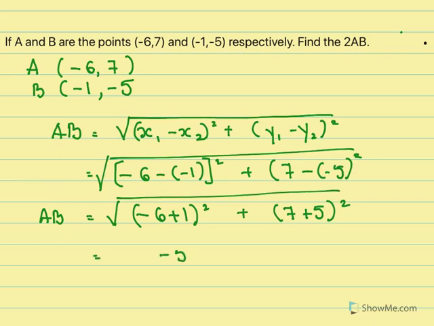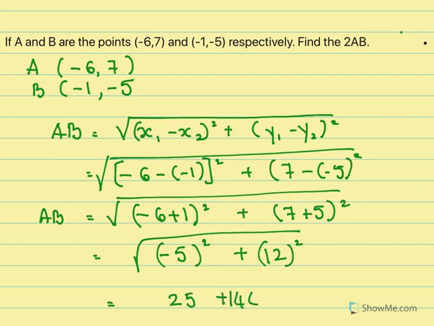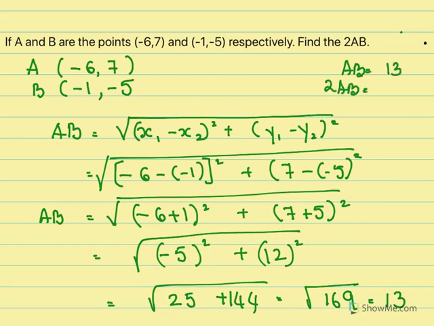So this is -5 the whole square plus 12 the whole square under root, which is 25 plus 144 under root 169, and this is 13. So AB equal to 13, twice AB is 2 into 13, which is 26 units.